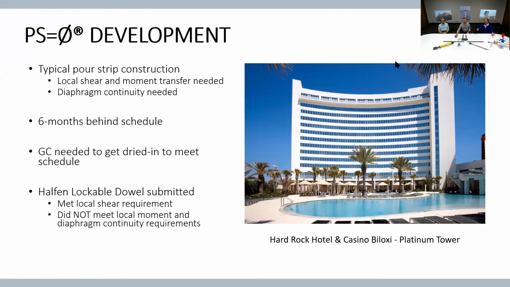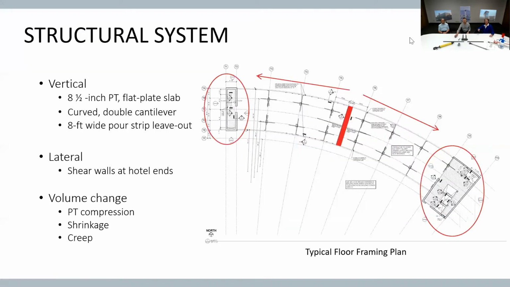And it didn't meet the diaphragm continuity requirement. And so I get asked a lot of times from contractors, architects, and owners why we need pour strips. Well, this was that tower. And right here is our pour strip. It's kind of in the middle, right here. And then if you see the two circles on the ends, that's our stiff elements.